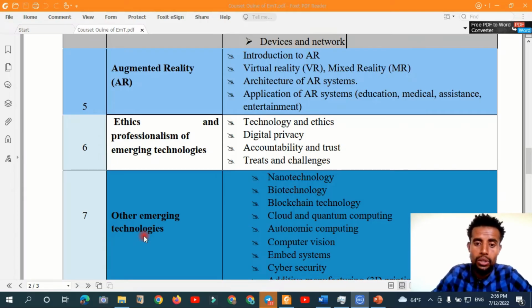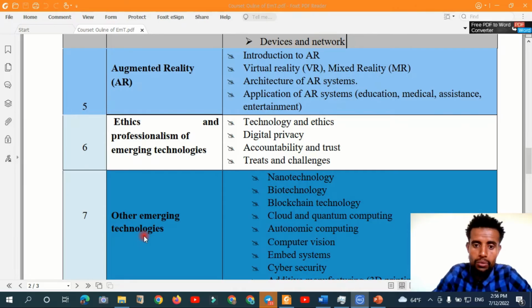We'll see also digital privacy: the definition of digital privacy, or what digital privacy is, and the components of digital privacy. And you will learn common ethical rules that must be applied to emerging technologies, because technology should avoid harm, technology should be fair, and technology should respect the privacy of human beings.